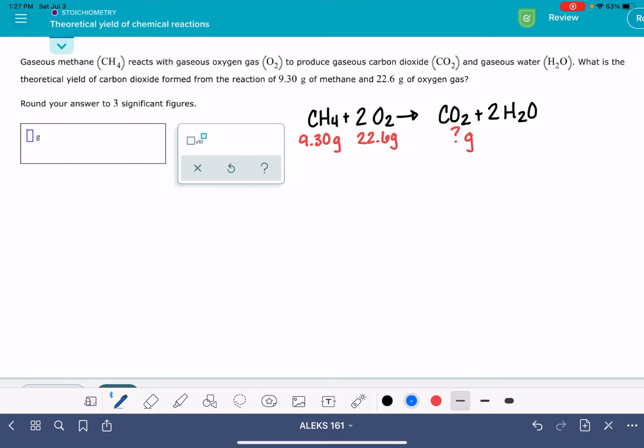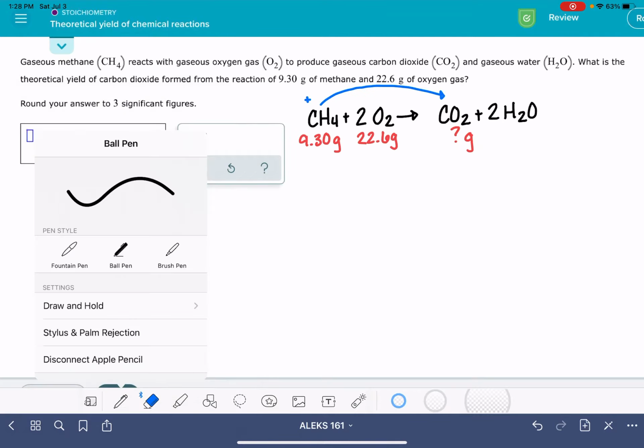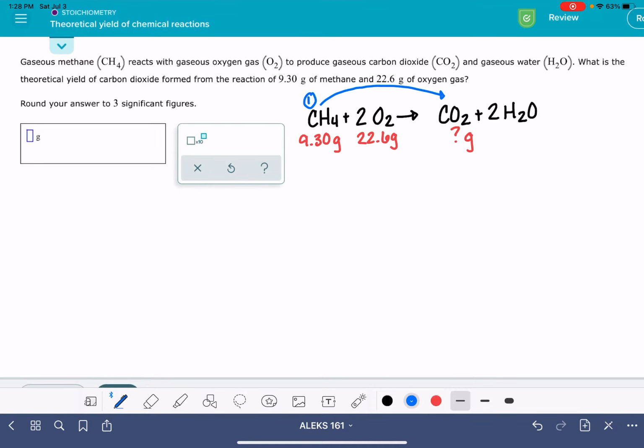Step 1, first thing we have to do is figure out how much CO2 we can make from the amount of methane that we have. So first thing that we're going to do is take that 9.30 grams of methane and figure out how much CO2 we can make. And then after we've done that, step number 2 is going to be to repeat the calculation, but this time starting with O2. So step 2, we're going to take that 22.6 grams of oxygen and use that to figure out how much CO2 we are going to make. And once we get both of those calculations done, we'll compare the numbers. So step 1, first thing we're going to do is convert the 9.30 grams of methane into CO2.